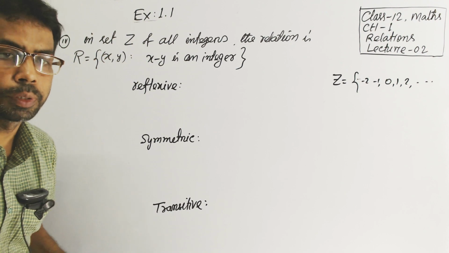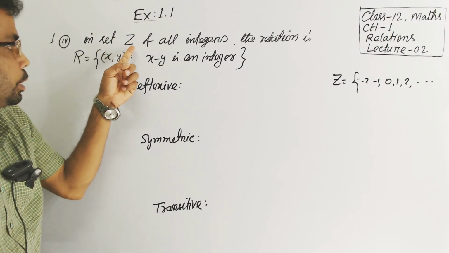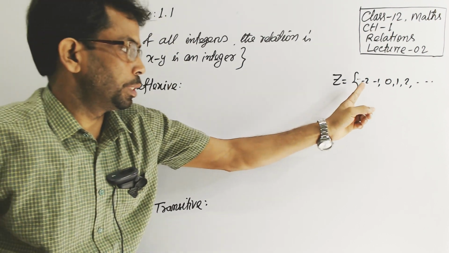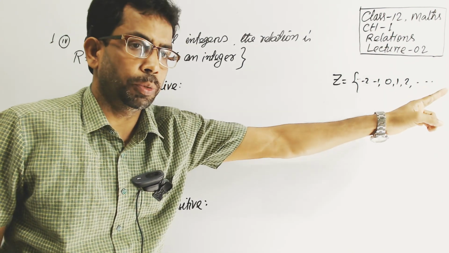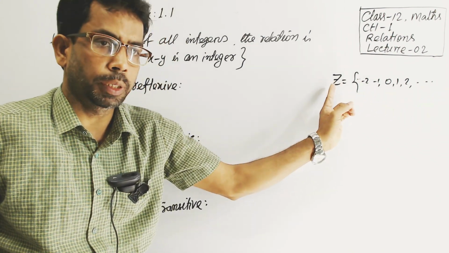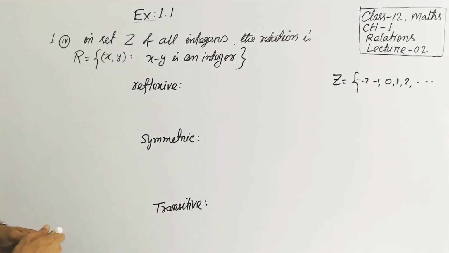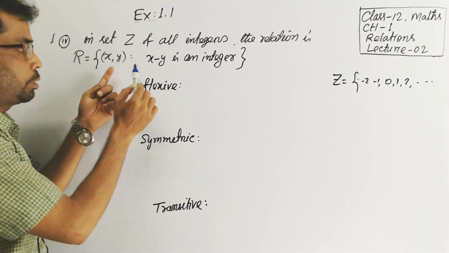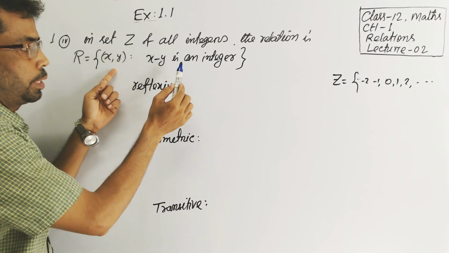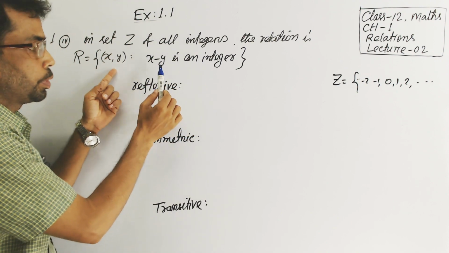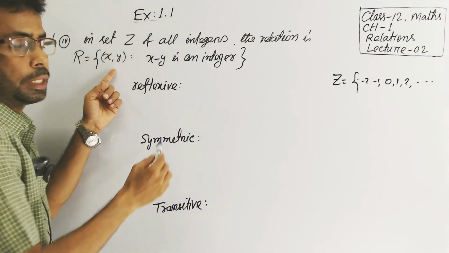The next question is: in the set Z of all integers, I have written here integers 0, 1, 2, 3, positive natural numbers with the negatives of natural numbers make integers, and the relation is made by all the pairs in which x and y are connected by this condition: the difference of x and y is an integer.